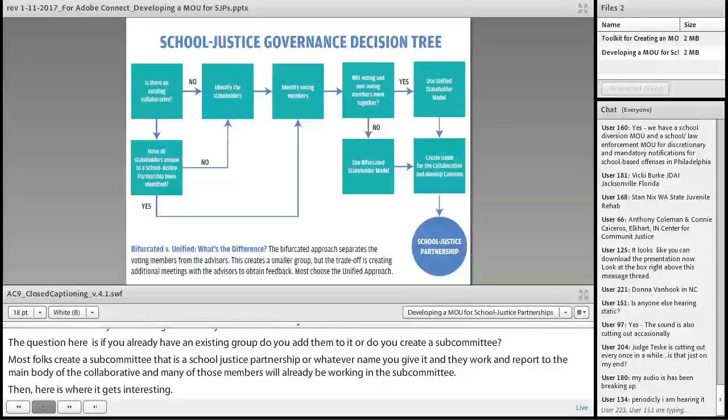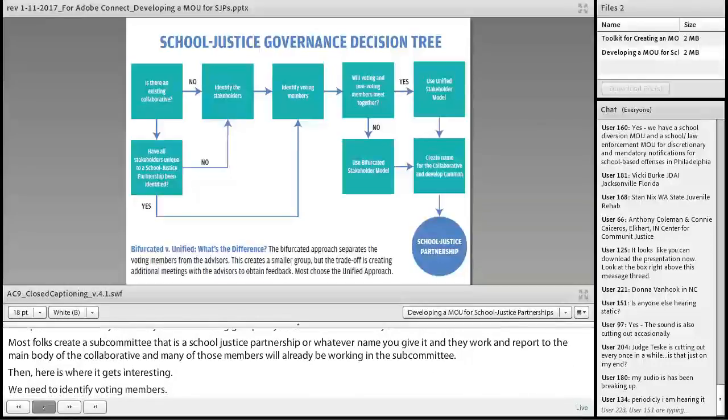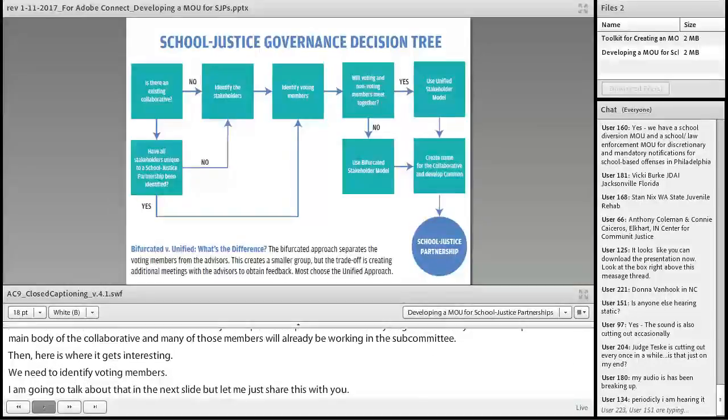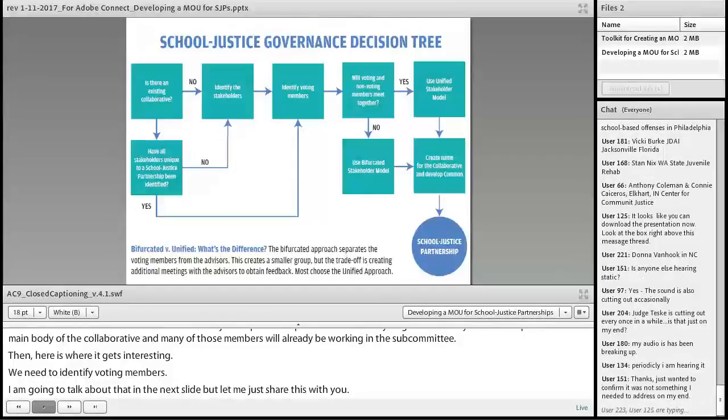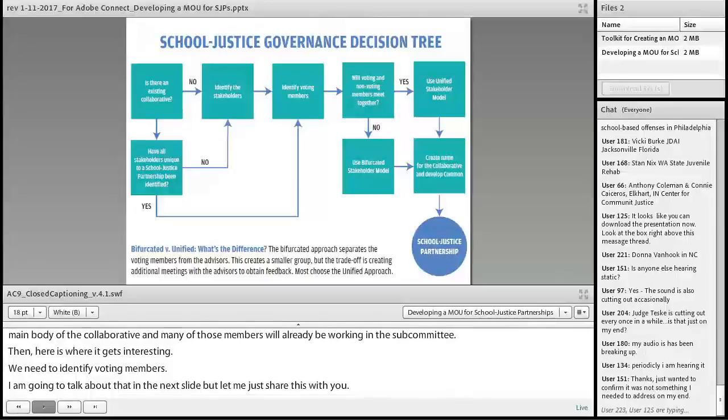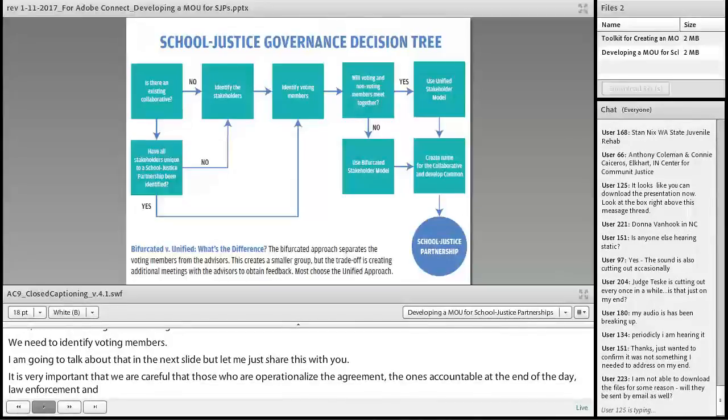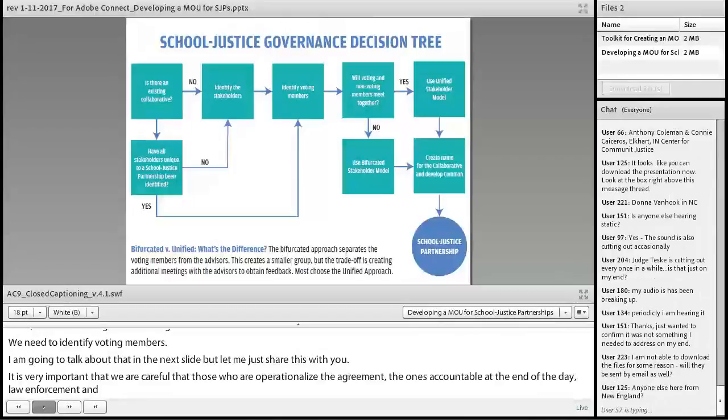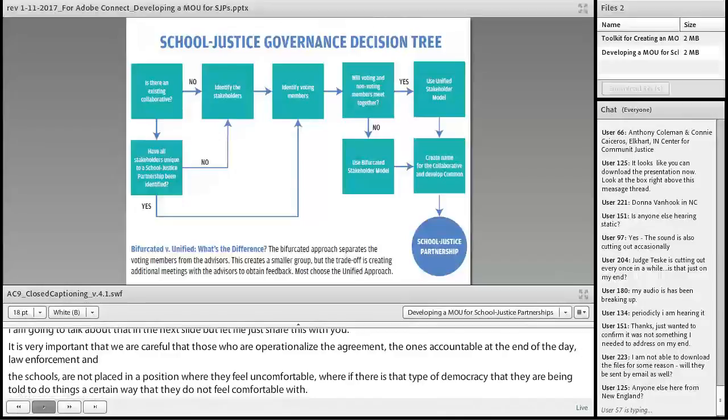It's very important that we are careful that those who are operationalizing the agreement, the ones who are going to be held accountable at the end of the day, like the police, that is law enforcement, and the schools, are not placed in a position where they feel uncomfortable, where in that type of democracy they're being told to do things a certain way that they don't feel comfortable with. Because if you do that, that's not practical. You're not going to keep them at the table. You may not even get them at the table when they walk into that room and see all those folks.